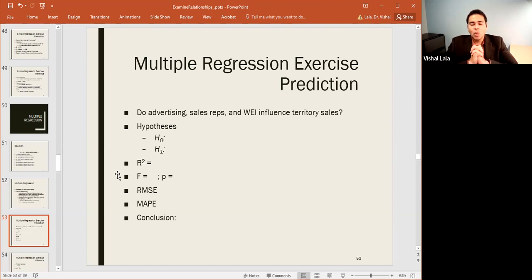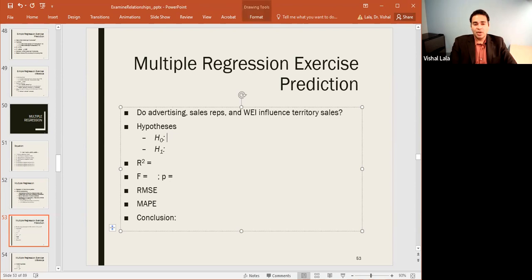What we're going to be doing here is examining the simultaneous effect of 3 independent variables. We've looked at 2 independent variables individually on sales. Now we'll look at the role of advertising, sales reps, and WEI all together influencing territory sales. So our H0 here is that predictors do not influence sales.